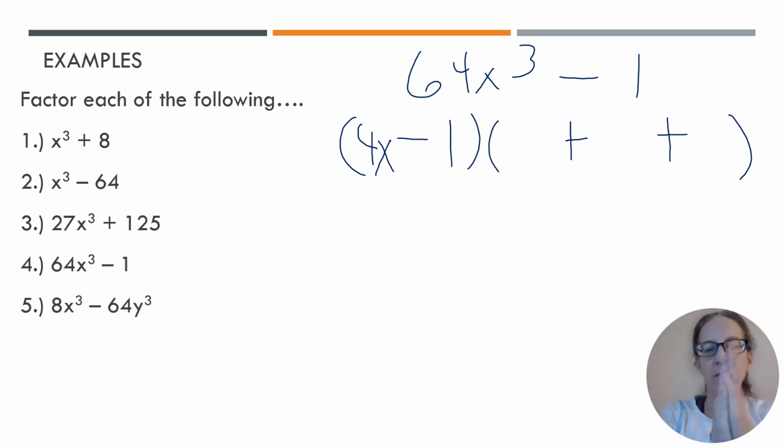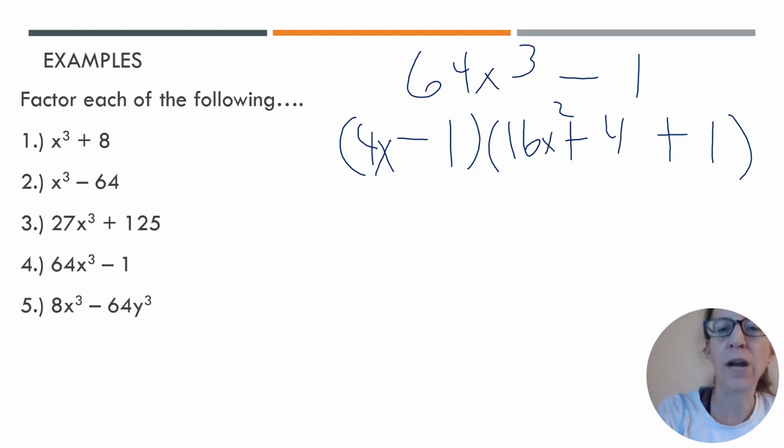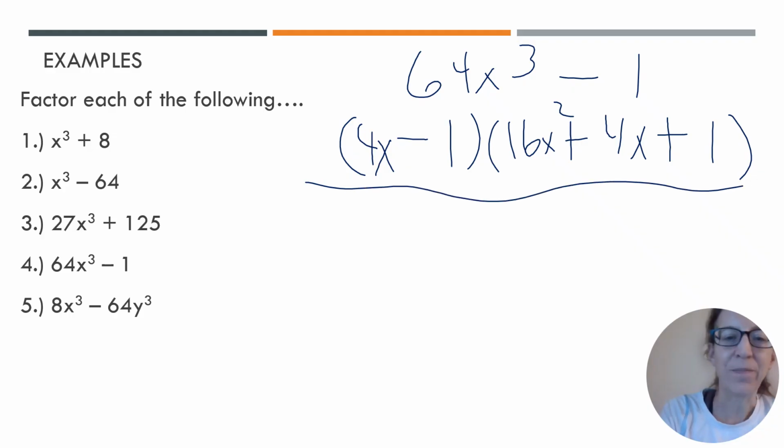Square it, smush it together. 4x times 4x is 16x squared. And 1 times 1 is 1. That gives me my 2 slices of bread. And then we're going to smush it together by doing 4x times 1, which is 4x. Now, this last one, okay, we can do this last one a couple different ways.